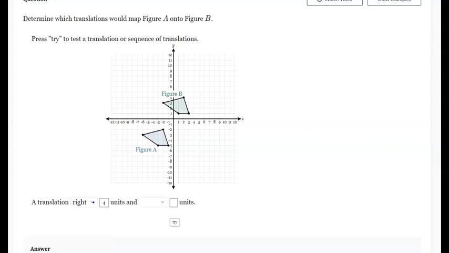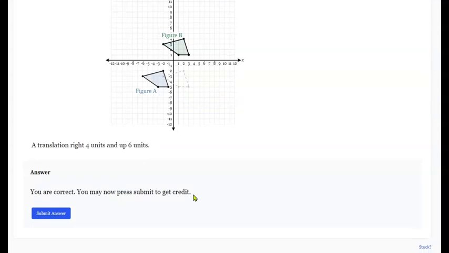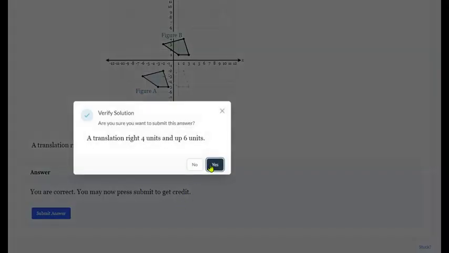All right, so that would get my point over to here, and now I want to get my point up there. So I have to move up 1, 2, 3, 4, 5, 6. See how I'm lined up now? So this time we're going to click up and 6. Once we click try, we'll find out if we're correct. And if we're incorrect, they'll just make us do it again. Since I got it right, it's going to say you're correct, plus press submit to get credit.